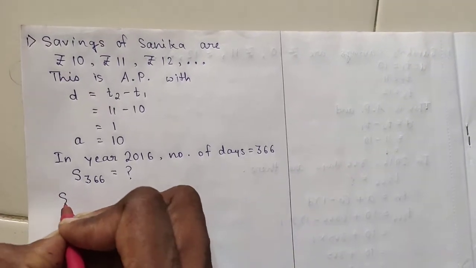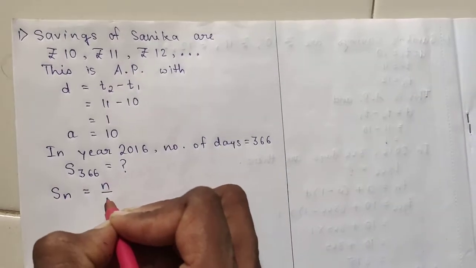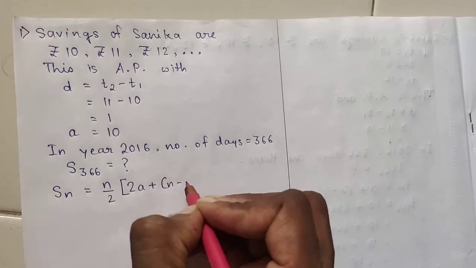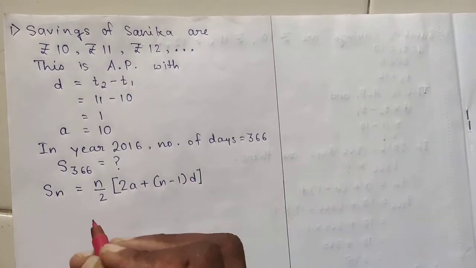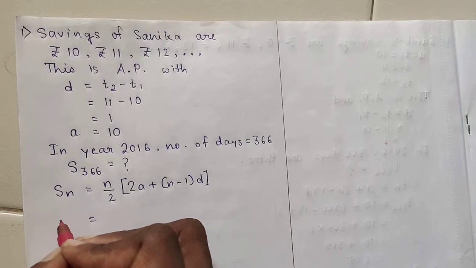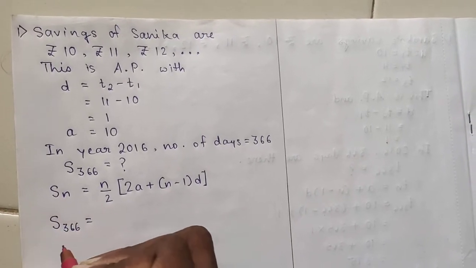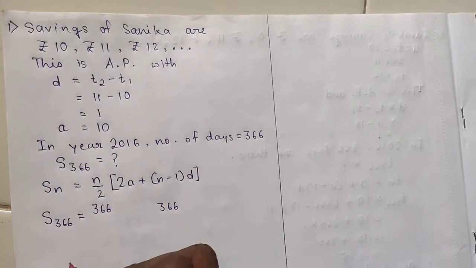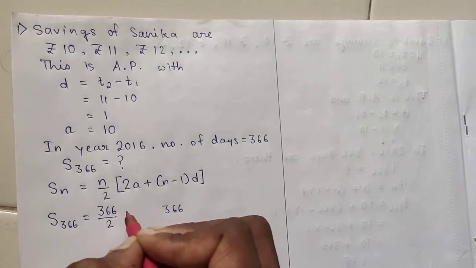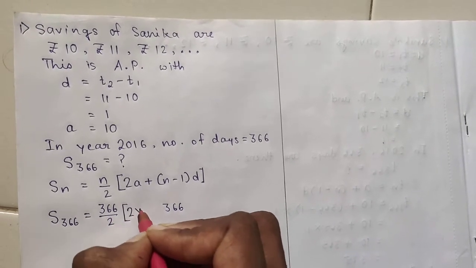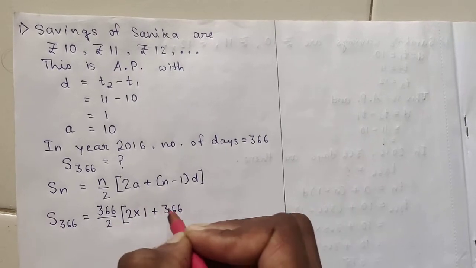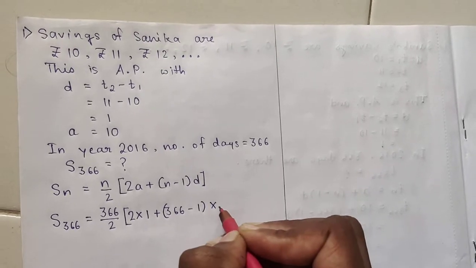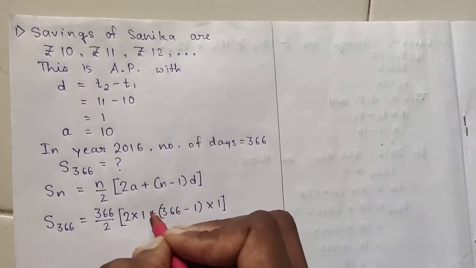Now we are going to use the SN formula. SN is equal to n upon 2 bracket 2a plus bracket n minus 1 into d. So this is the SN formula. Now in this formula we are going to replace n by 366, everywhere. Now this is 366 upon 2 bracket 2 into what is the A value? 1. Sorry, the A value is 10.